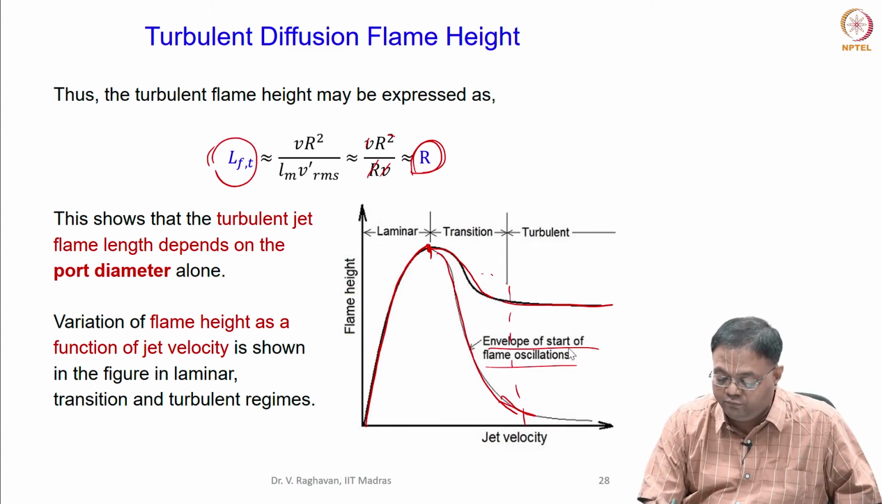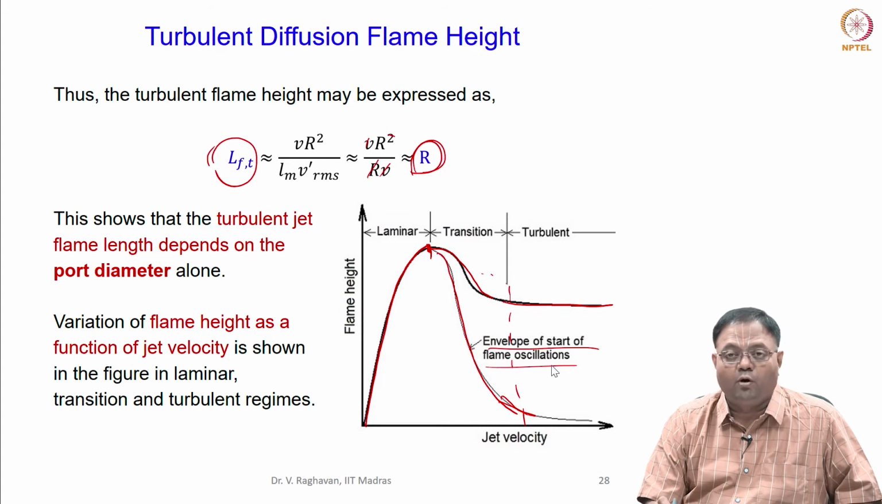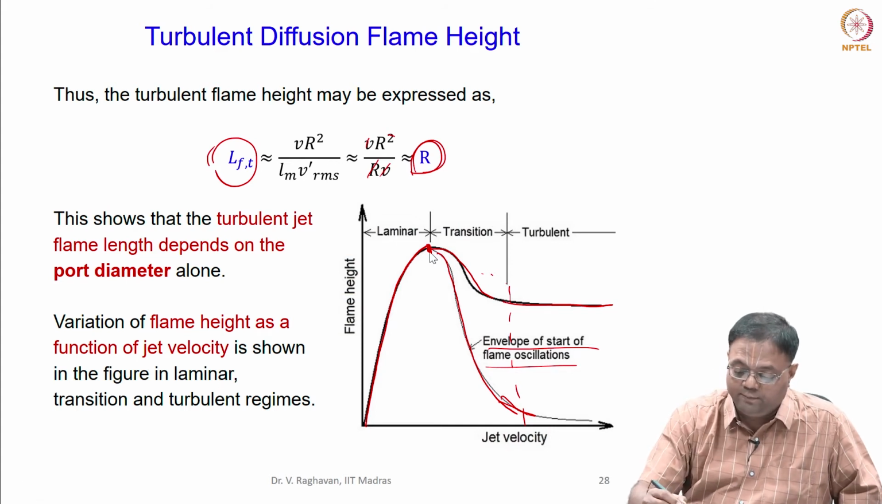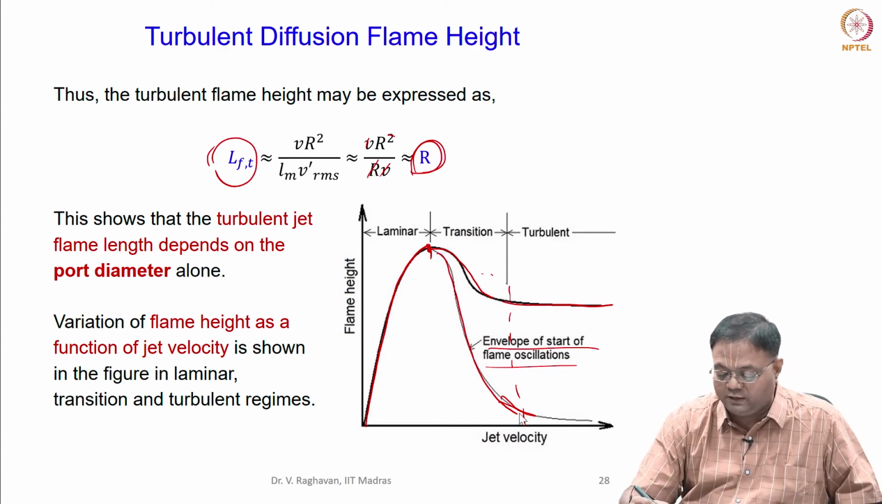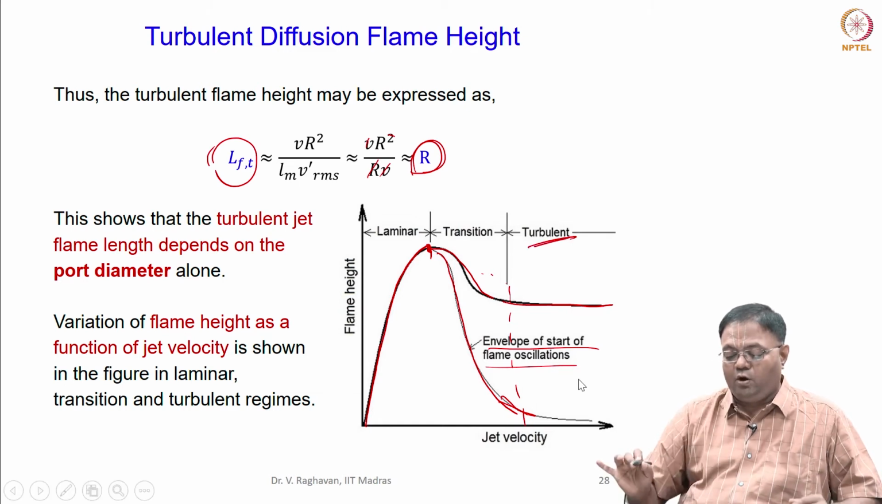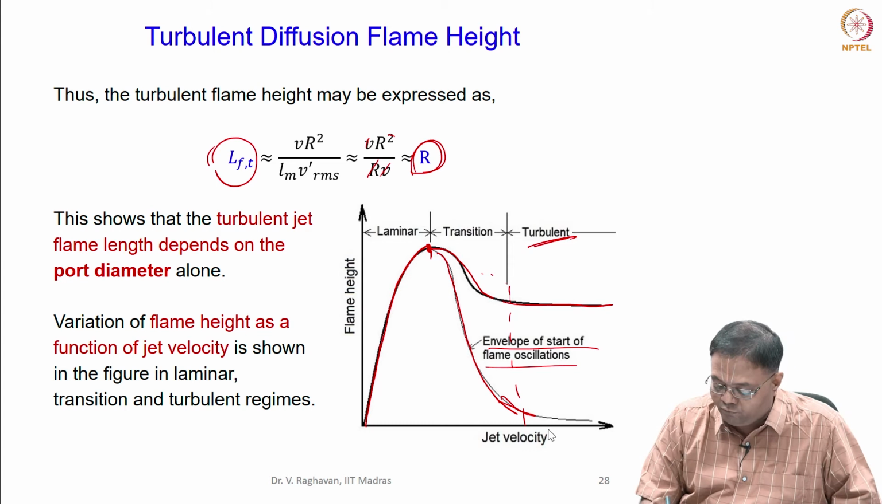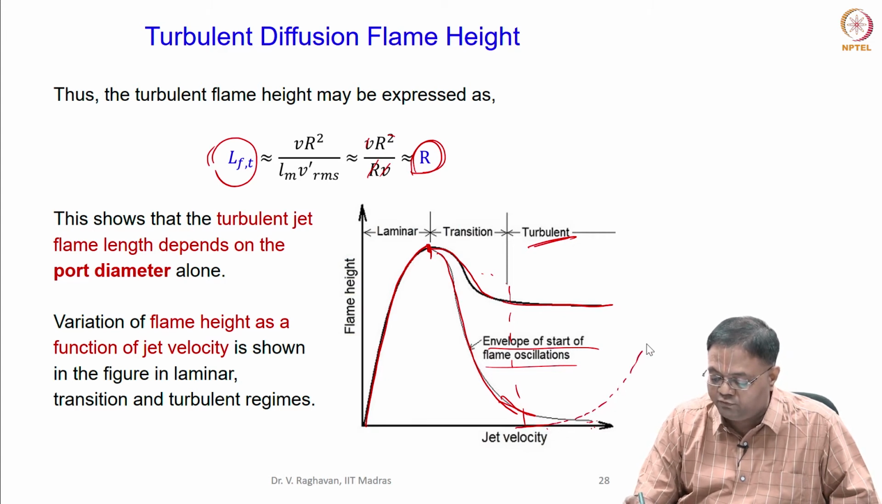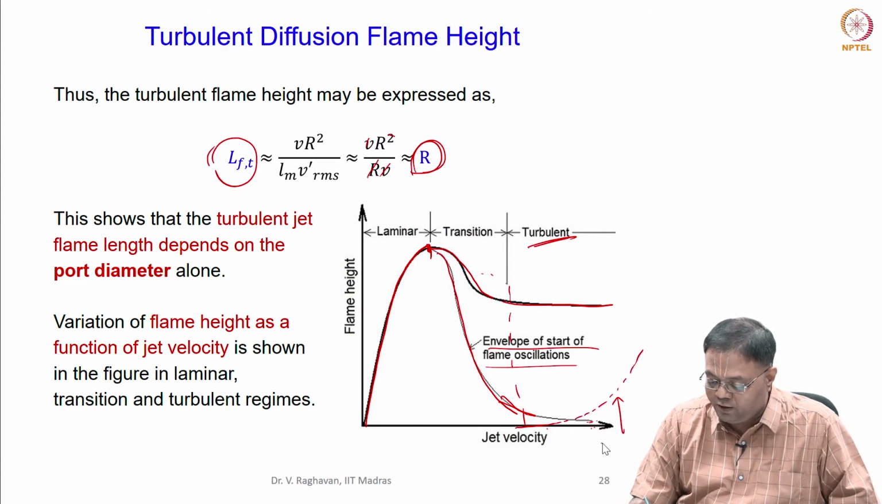So the envelope of the start of the flame oscillations is this, right? The tip oscillation starts and penetrates into the entire length, and when it becomes turbulent, almost the entire flame will oscillate. Somewhere here the liftoff also will start. After a particular flow rate, the flame will lift off. So if you say liftoff height will be 0 here, and after a particular rate the liftoff height will start. So this is the liftoff height.